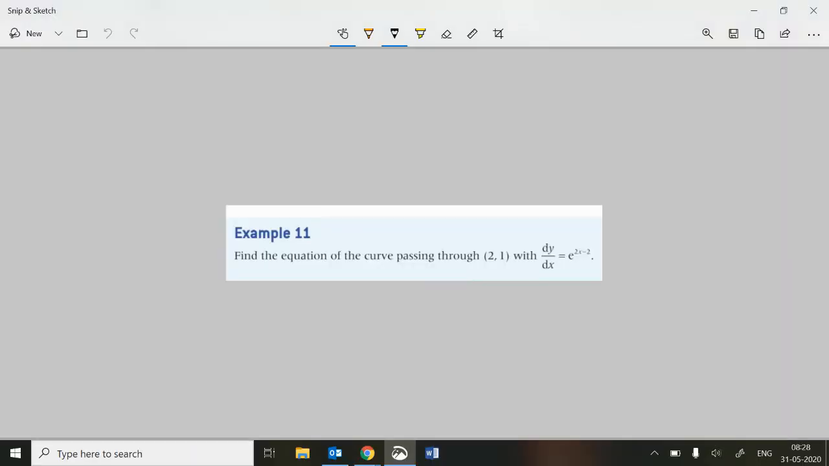So let's take this one here. Find the equation of the curve passing through the coordinate point 2, 1 with the derivative dy dx equals e to the 2x minus 2. Okay, so we can see we've got a function inside a function here with our derivative. And in order to find y, we're going to need to undo the differentiation. Now, undoing differentiation is integration. So to find y, we need to take the integral of e to the 2x minus 2. Now, the point 2,1 we can worry about in a bit.